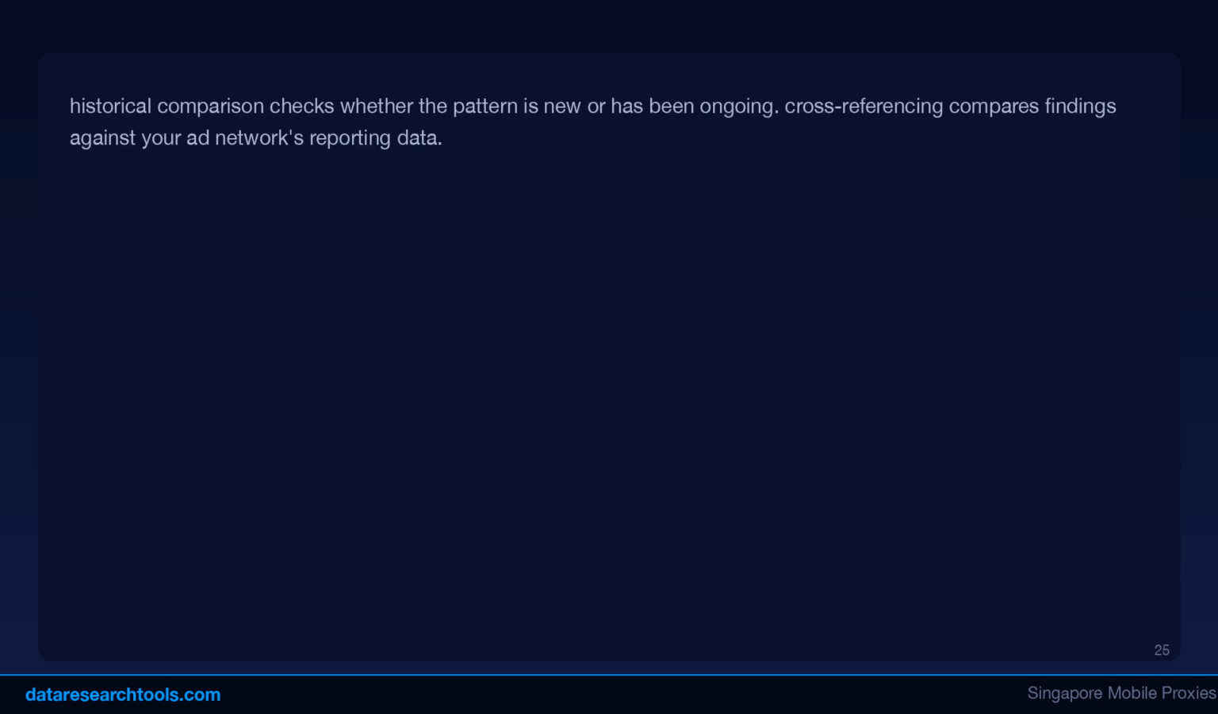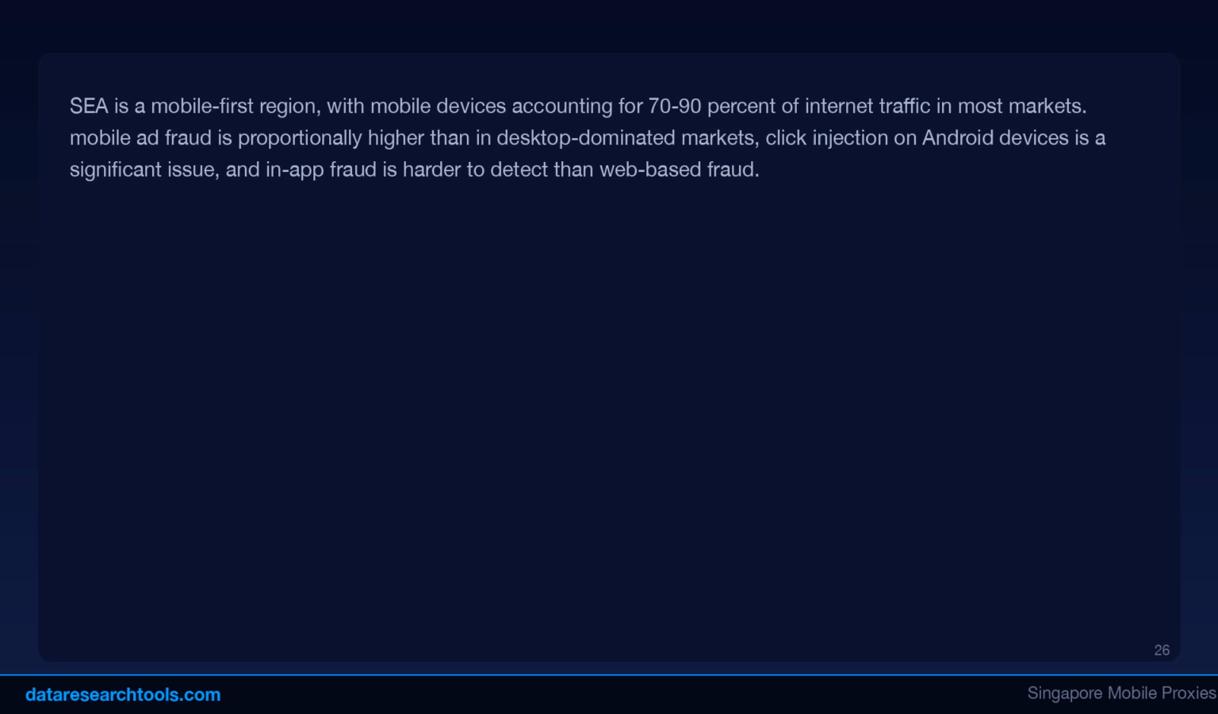SEA is a mobile-first region, with mobile devices accounting for 70 to 90% of internet traffic in most markets. Mobile ad fraud is proportionally higher than in desktop-dominated markets. Click injection on Android devices is a significant issue, and in-app fraud is harder to detect than web-based fraud. Some publishers buy cheap traffic from low-quality sources and resell it as premium SEA traffic.